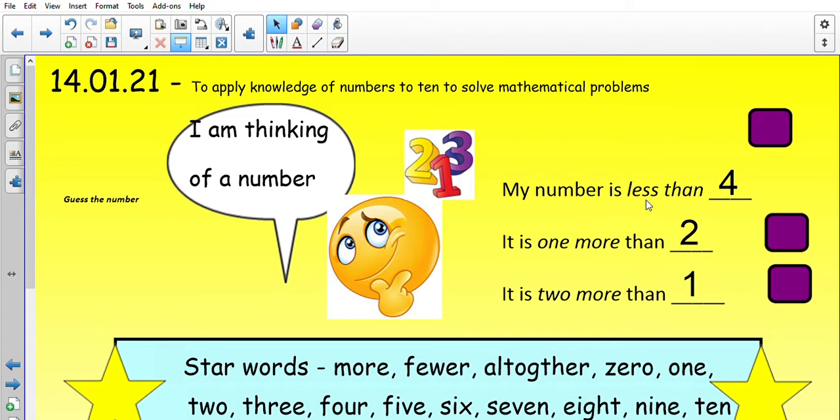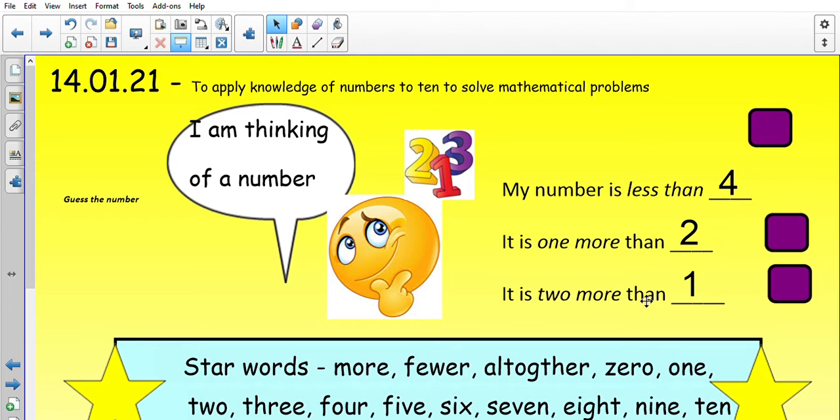Let's look at our clues. My number is less than 4. So what numbers are less than 4? It's 1 more than 2 and 2 more than 1. So the numbers that are less than 4 are 3 and 2 and 1 and 0. So it must be one of those numbers. So it's 1 more than 2. What number's 1 more than 2? Oh, 3. Is 3 less than 4? Yes, it is. Let's check it with the final clue.